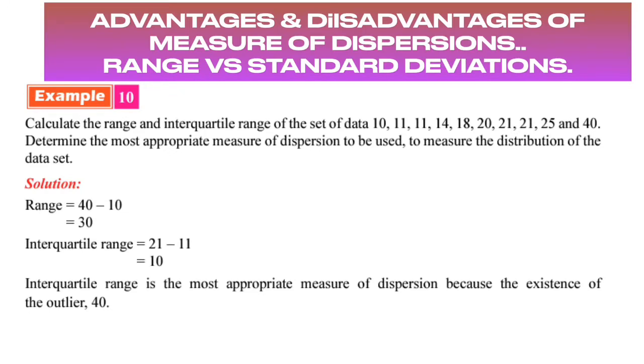Let's see this example. Calculate the range and interquartile range of the set of data 10, 11, 11, 14, 18, 20, 21, 21, 25, and 40. Determine the most appropriate measure of dispersion to measure the distribution of the data set. To find the range, you take the maximum, which is 40, minus the minimum, which is 10. So the range is 30. If you divide the data into 4 groups, the interquartile range is 21 minus 11. The interquartile range is the most appropriate measure of dispersion because of the existence of the outlier 40. 40 is too far from the other data, so it's called an extreme value.